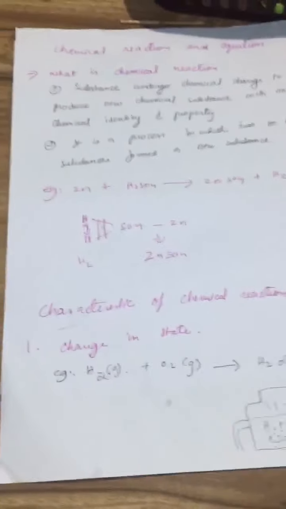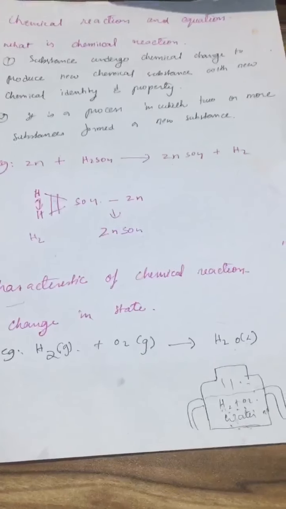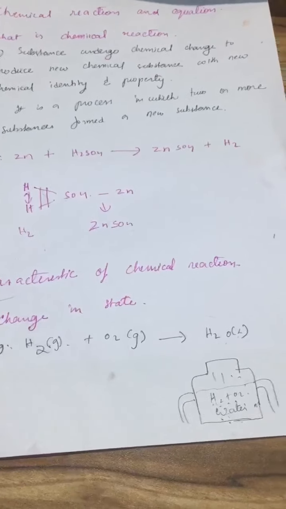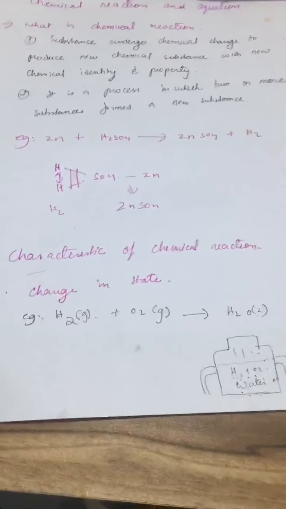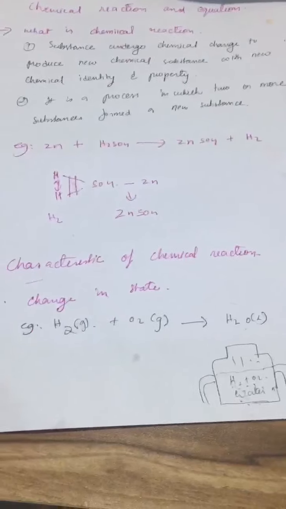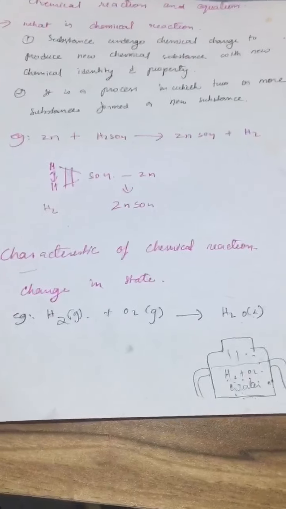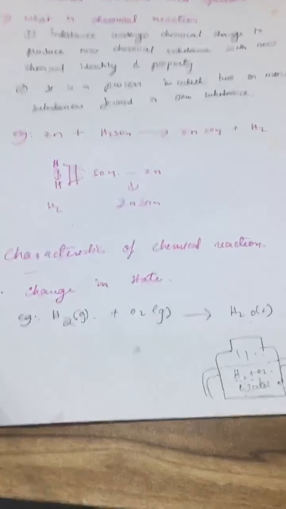Right, so let's go to the characteristics of chemical reactions. There might be questions in exams like what are the characteristics of chemical reactions. When it comes like that, you have to explain each characteristic with one example. First, change in state. As we all know, there are three states: solid, liquid, and gas.